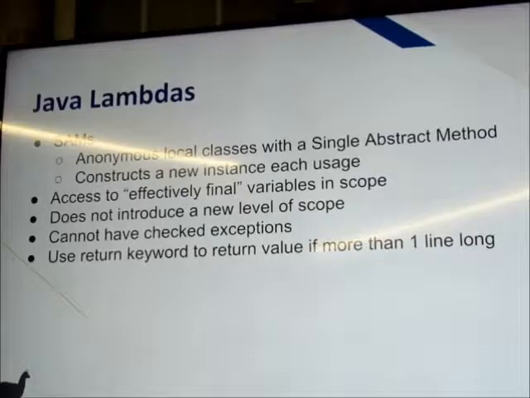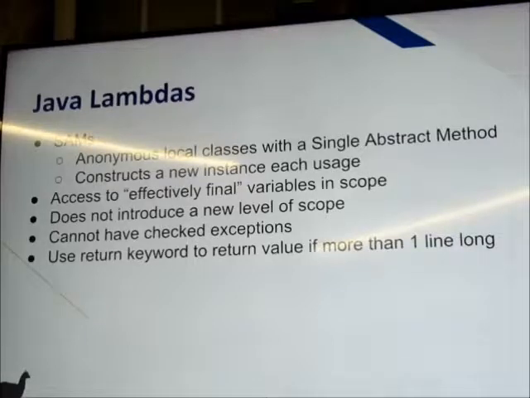It doesn't introduce a new level of scope. So its scope is actually considered the same as its surrounding scope, which means it can't do things like shadow variable names. Not that that's necessarily good practice, but it can't do that. You won't get an error if you try defining a variable with the same name.